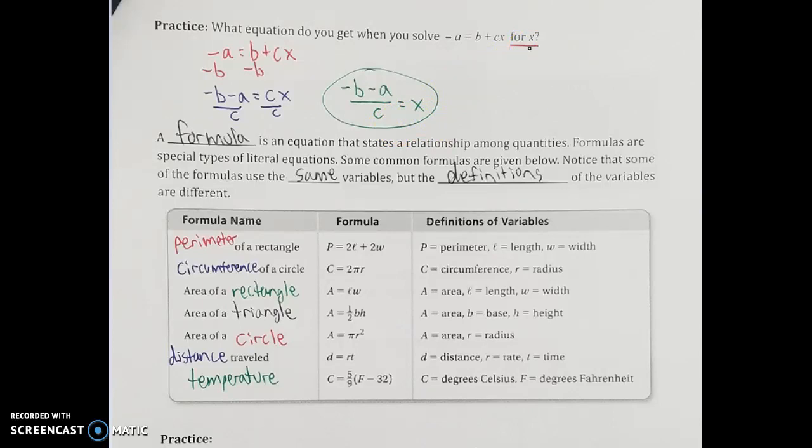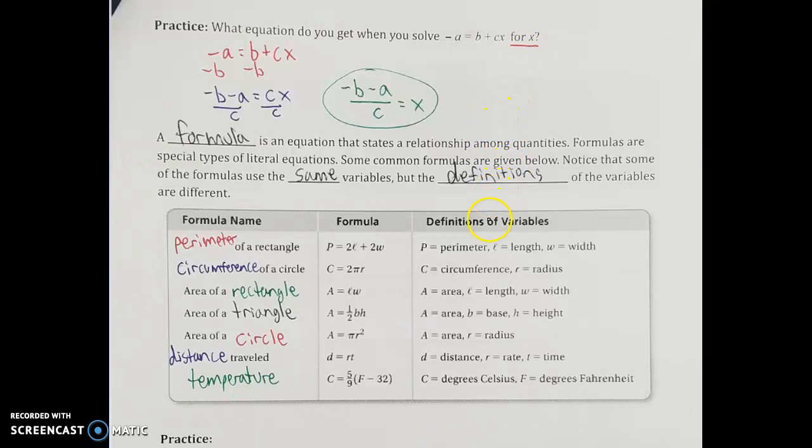So a formula is an equation that states a relationship among certain quantities. Formulas are special types of little equations. Some common formulas that we have are below. We're going to be using these relatively often. Notice that some of the formulas use the same variables, but the definitions are different.